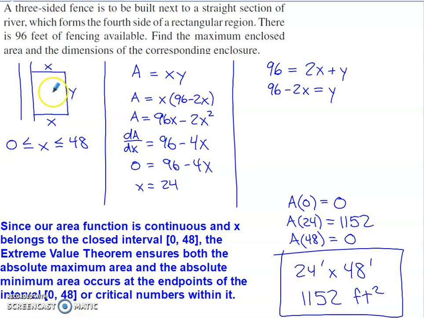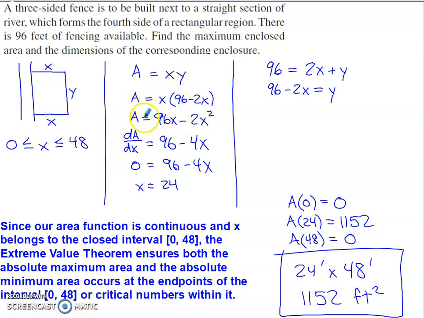The area is what I'm trying to maximize, so I have an area formula that comes together pretty quickly based on the variables I've labeled over here. Now this area formula does depend on two variables, so I used other requirements within the problem, 96 feet of fencing available, to figure out how to replace the y in this equation. So 96 equals 2x plus y, subtracting 2x from both sides, and then substituting 96 minus 2x in place of the y gives me an area function.